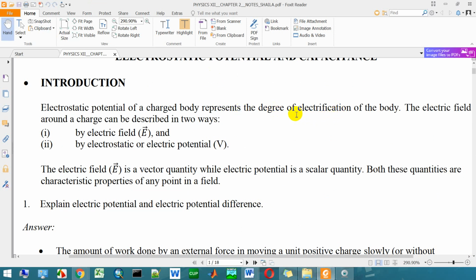Good morning, children. In the first chapter, we have learned about field and force. Both these quantities are vector quantities, whereas electrostatic potential is a scalar quantity. Both field and potential are the characteristic properties of any point in a field.